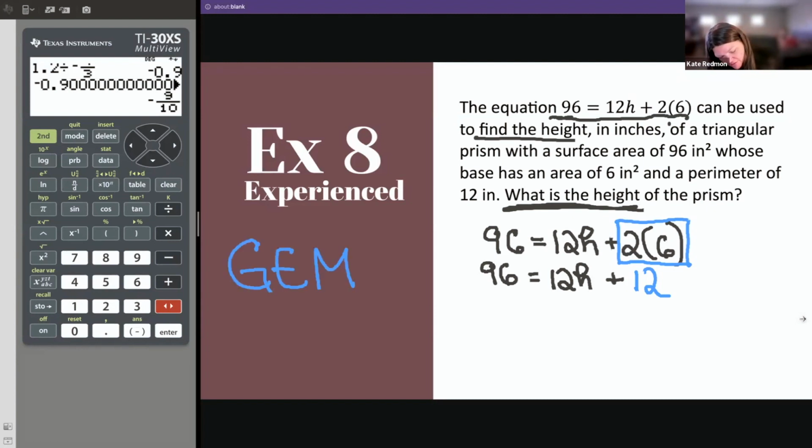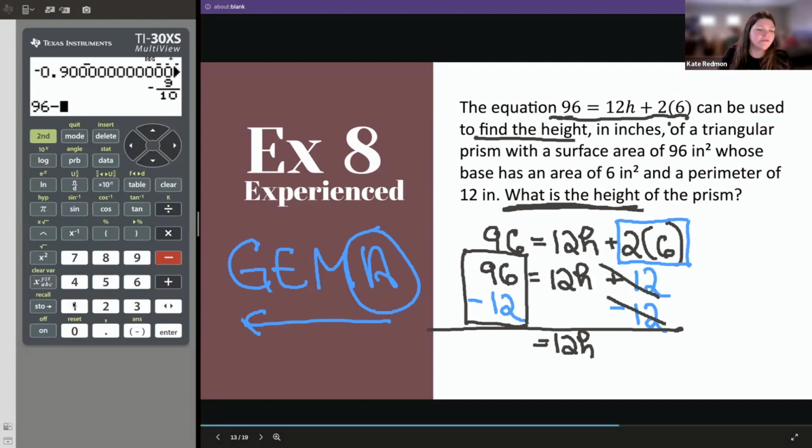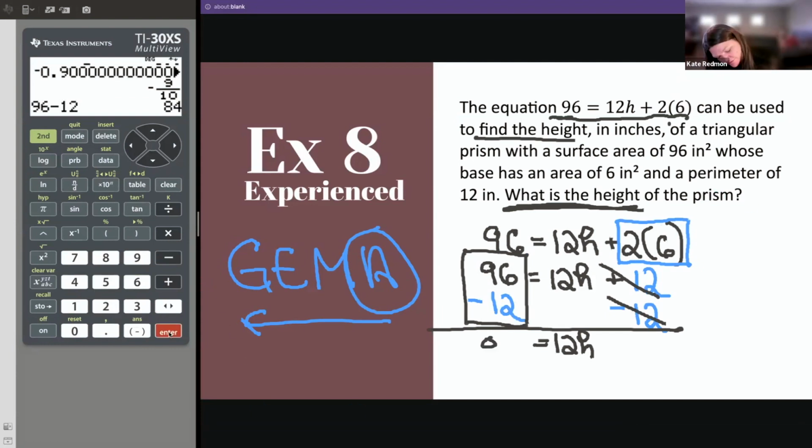So now I'm going to make sure I work backwards, moving anything adding or subtracting first. So let's subtract away that 12. Since it's adding, adding 12 and subtracting 12 are opposites, they cancel. I'm left with 12h, and that's going to be equivalent to whatever I get over there. So 96 minus 12 is 84. Not done yet, right? H is not alone. There's that 12 shoved up, so it's multiplying. I'll do the opposite. I'll divide.